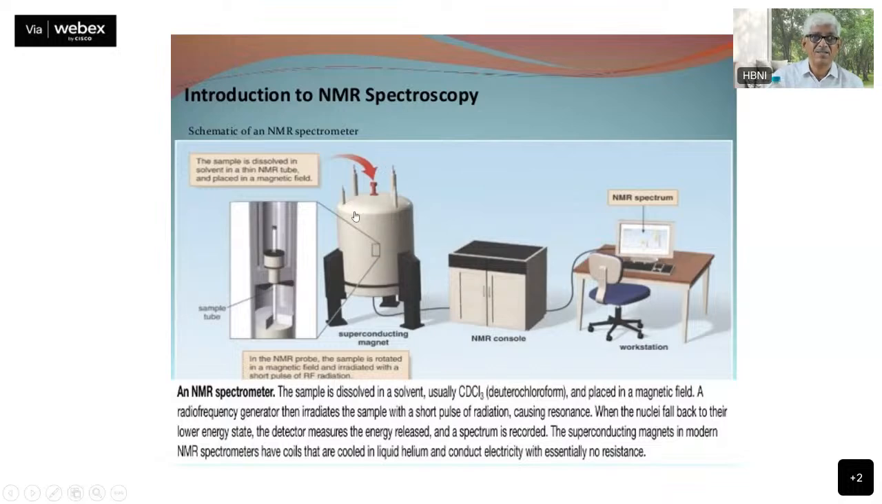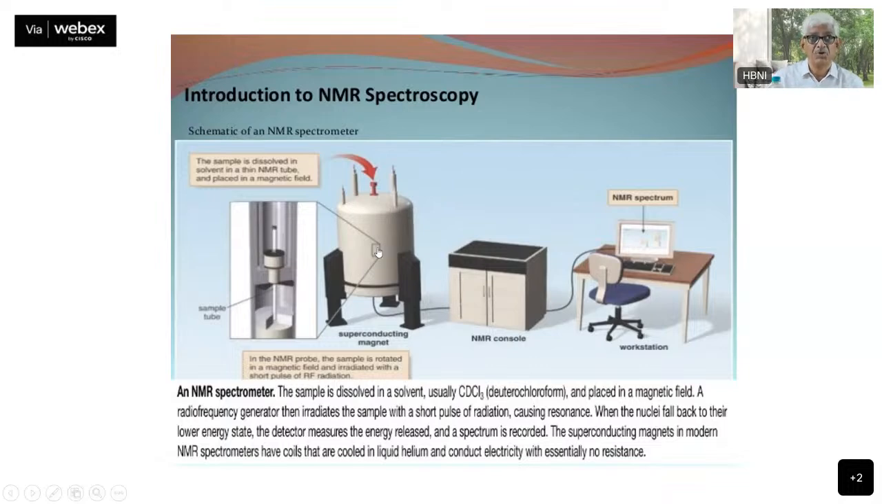You have a magnet, and then you have the console. The console contains all the hardware: your RF transmitter, receiver, everything is inside here. Then on your screen you see all the data you are collecting and do the processing. So this is the workstation, where the operator will sit and do all of it. The magnet is here, and the sample will be put inside here. It will go down and sit at this point.